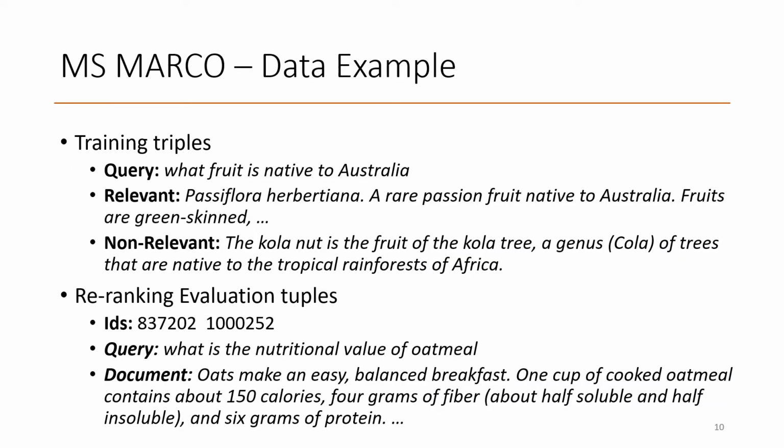Let's look at a data example of MS Marco. The training triples are as follows. We have a query and then our annotated relevant document, and usually we sample some non-relevant document that has something to do with the query but is not actually relevant. So here, what fruit is native to Australia, and the relevant document talks about a rare passion fruit that's native to Australia. But the non-relevant document talks about a fruit that's native to Africa, which would in fact not be a relevant answer. And in the re-ranking scenario, the evaluation tuples that we're looking at are as follows. Here we look at query-document pairs, each with an ID, so we can map it to the judgments, and a model now has to give a score to those two entities.